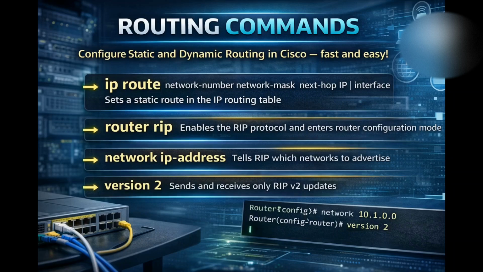Version 2. This ensures the router sends and receives only RIP version 2 packets, supporting classless routing and better efficiency. And that's how you configure both static and dynamic routing quickly and effectively.